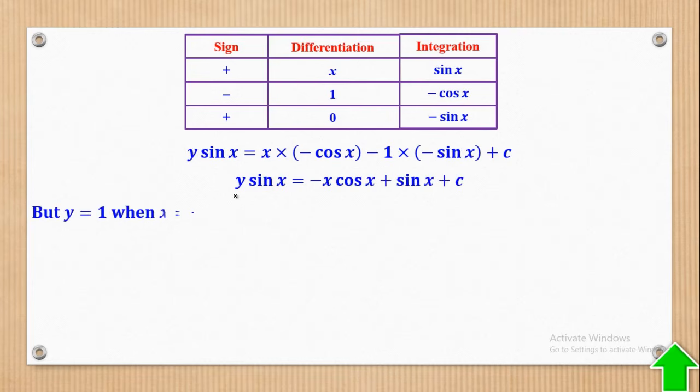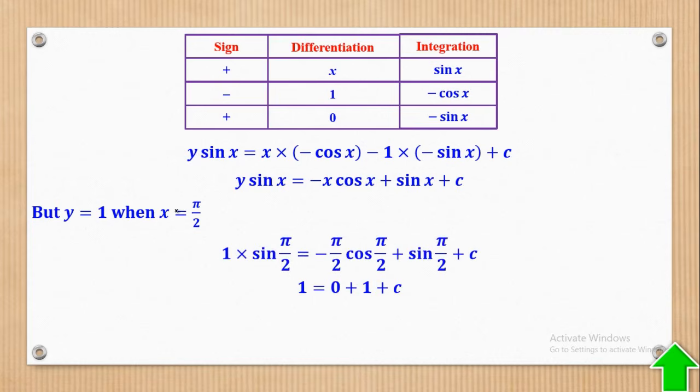They also want the particular solution because they gave you the initial conditions that y is equal to 1 when x is equal to pi over 2. Therefore, come and substitute for y and x and simplify to get the value of c. After getting the value of c, I'll come and substitute here to get the particular solution.